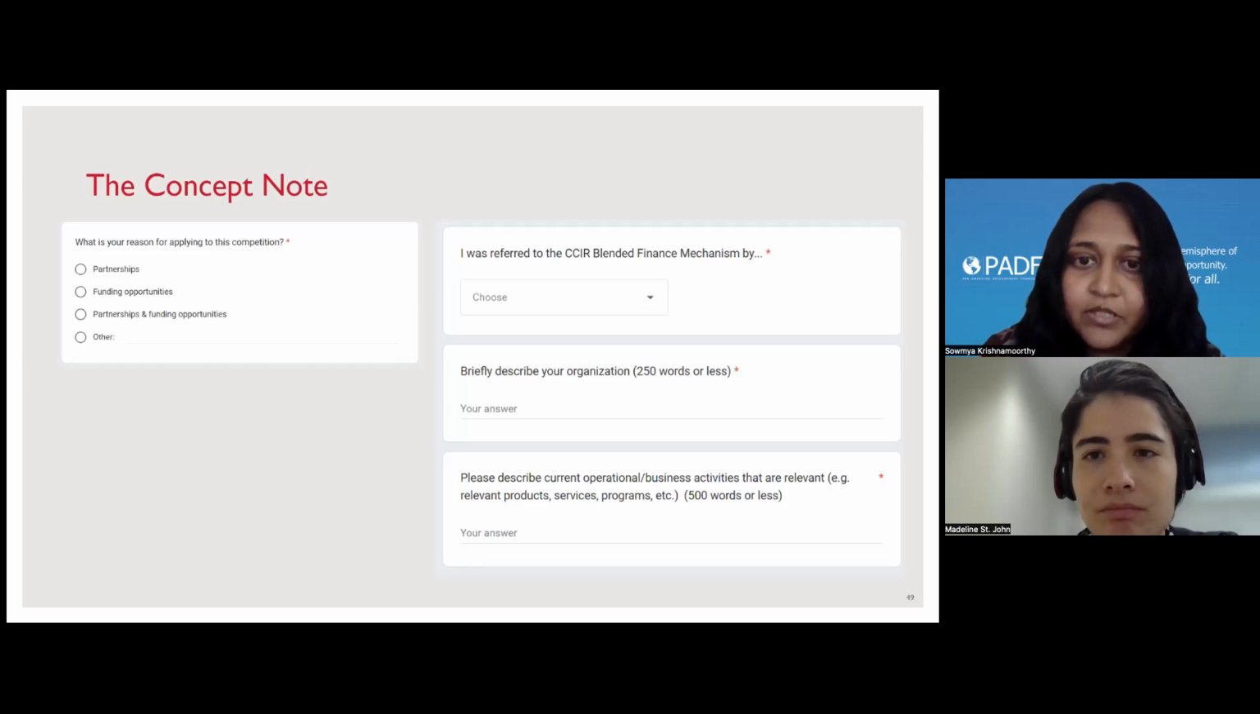to the right resources. I also pointed out our wonderful referral partners at the beginning. So if any of them were the reason you heard about this mechanism, please let us know. We would love to thank them for their support.